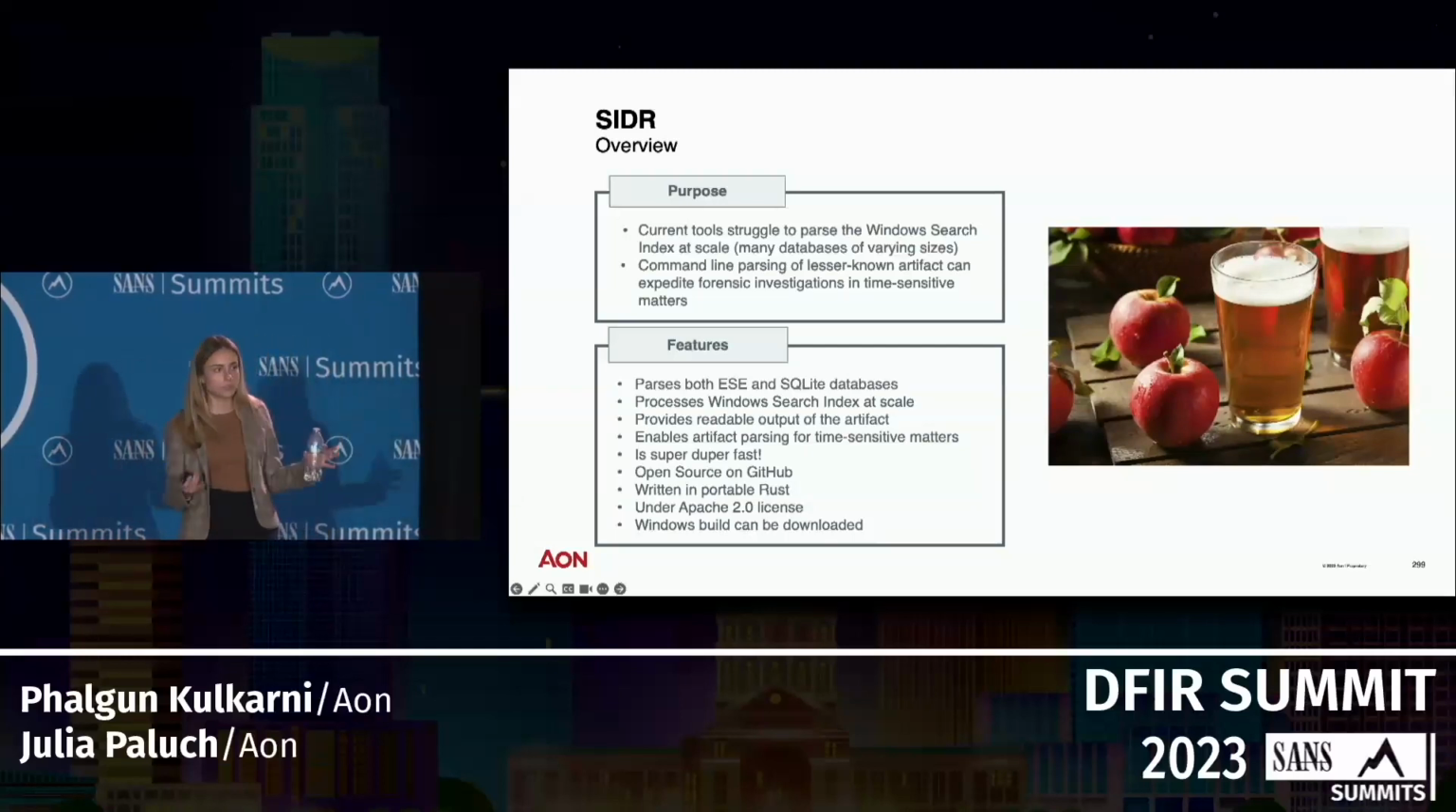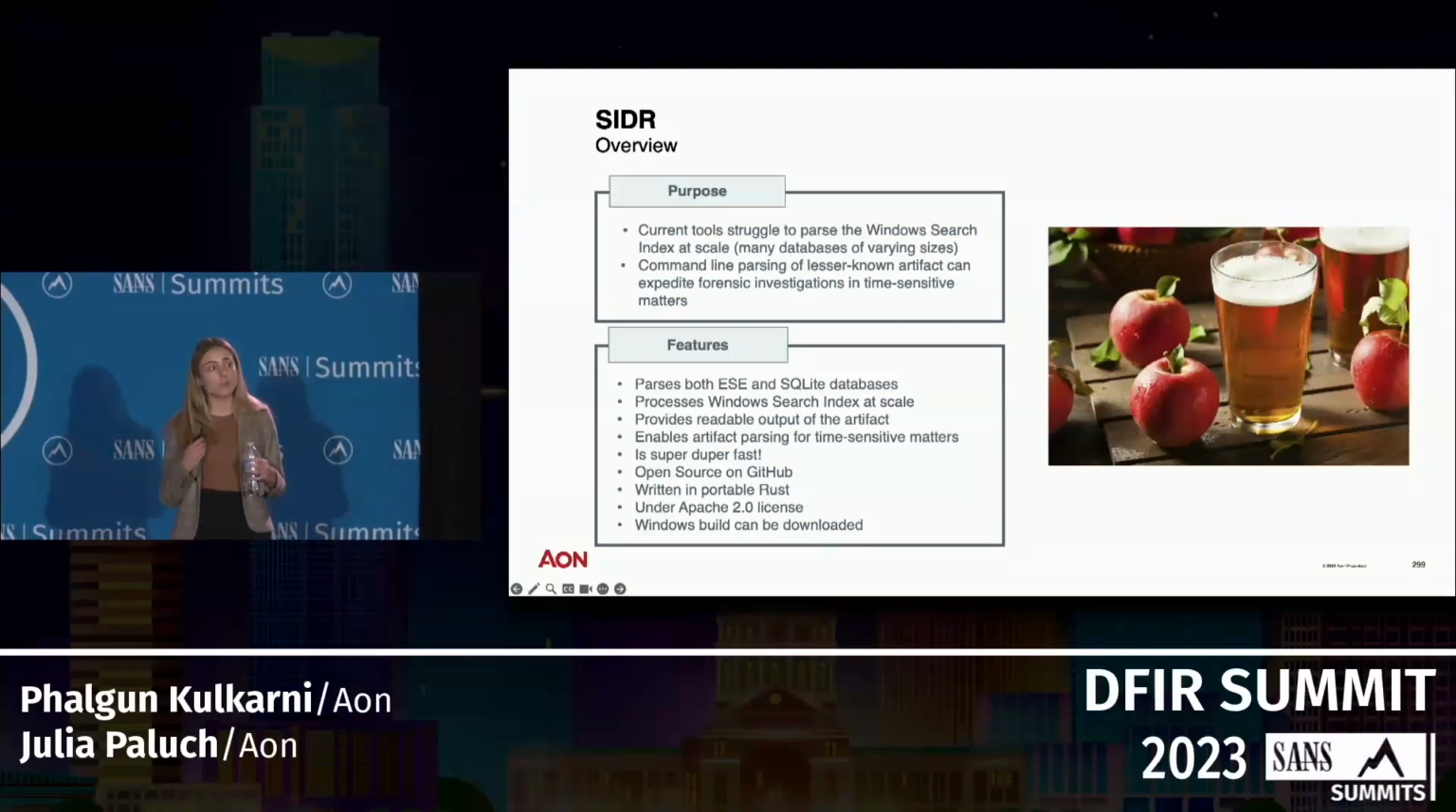Some features of the tool include the fact that it can parse both ESE and SQLite databases. So you can parse both Windows 10 and Windows 11 Windows Search Index databases in the same CIDR execution. Like I said, you can process the index at scale. You can process multiple indexes. It gives you readable output of the artifact, so you can choose between CSV and JSON format.